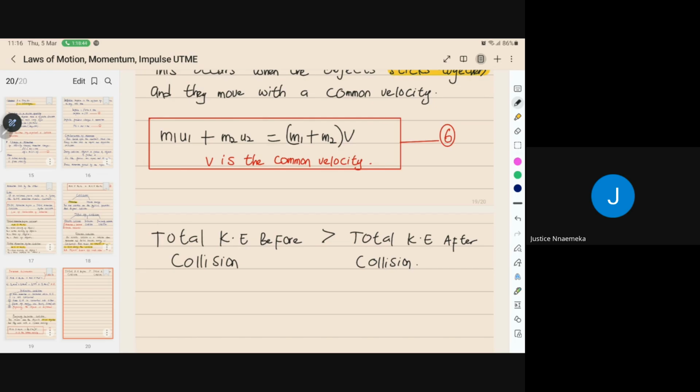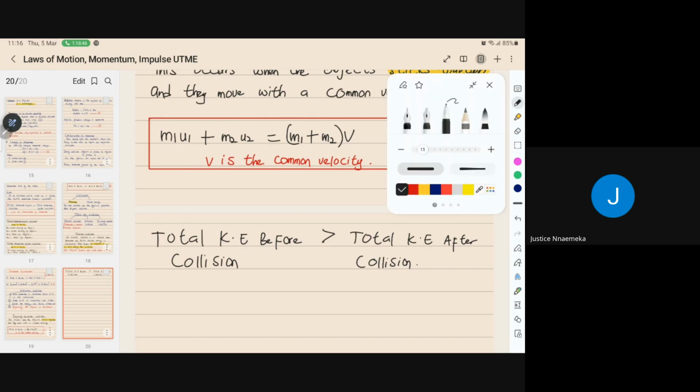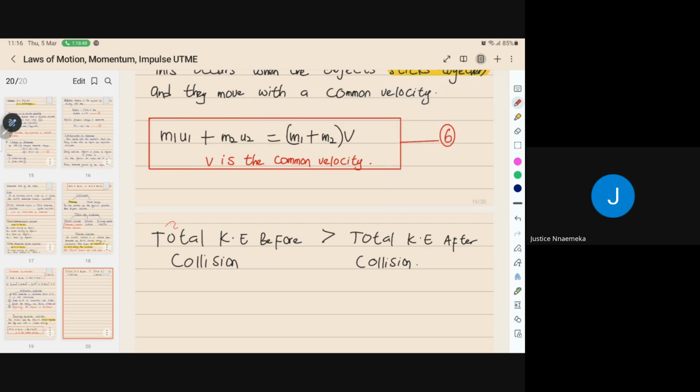When does this one happen? For inelastic collision. Is that okay? This is for inelastic collision. But for elastic collision, they are equal. For elastic collision, both of them are equal. So that said, let me quickly look at something on bullets, the recoil of a gun, how you can tackle that, and we start solving questions.